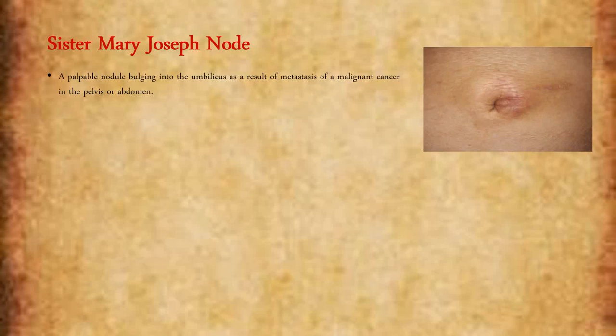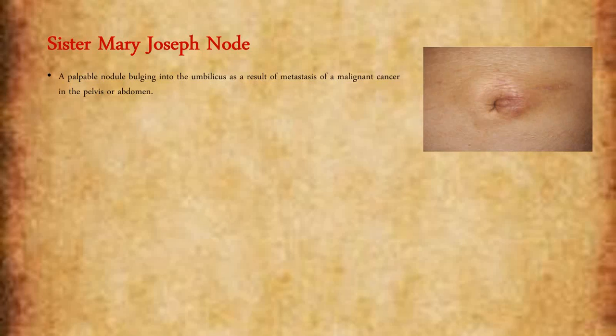For nurses, is there any nurse who had her eponym after her name? Probable nodule bulging in the umbilicus as a result of metastasis of malignant cancer. Its name is Sister Mary Joseph nodule.